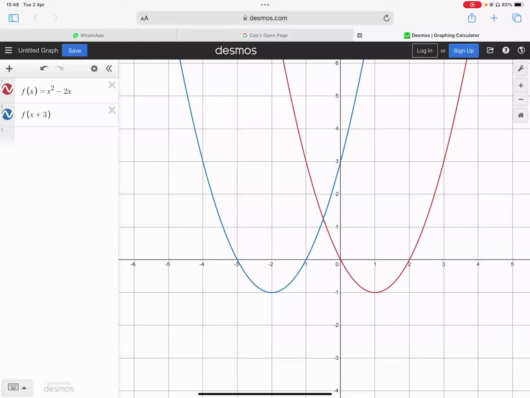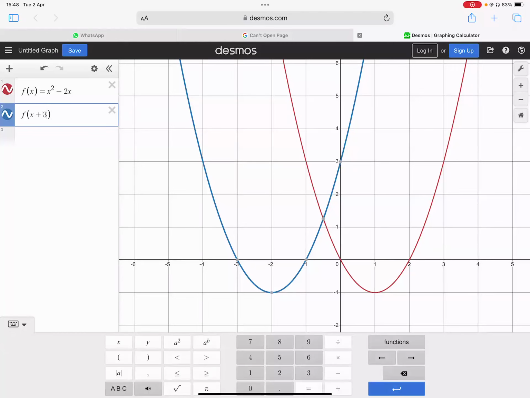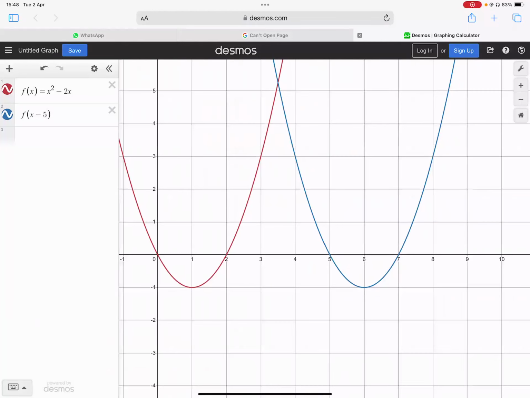So in horizontal transformations, we discussed this earlier, it's a bit counterintuitive. You just need to remember it's the opposite of what it looks like. f of x plus 3 would mean the graph moves to the left. If it was f of x minus something, let's say -5, the graph would move to the right. So plus means left here, minus means right. Is that okay? So in horizontal transformations, it works the other way around. Any problem with this? Makes sense?